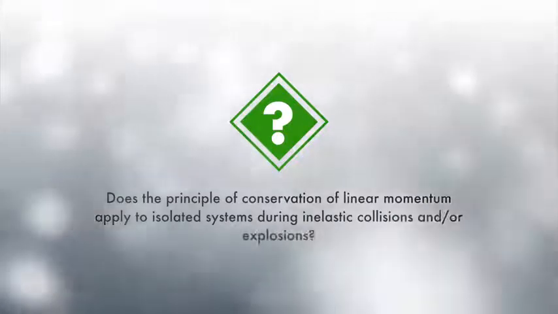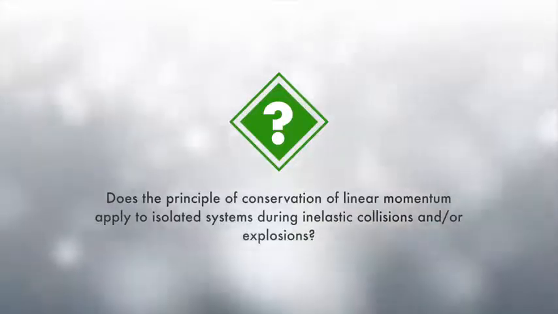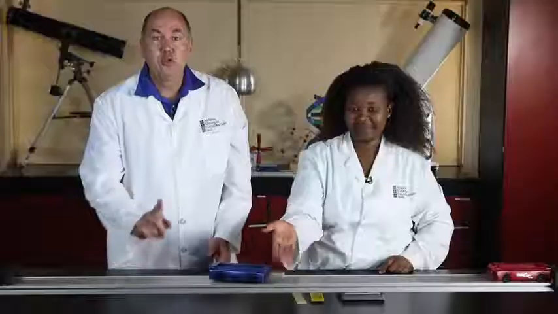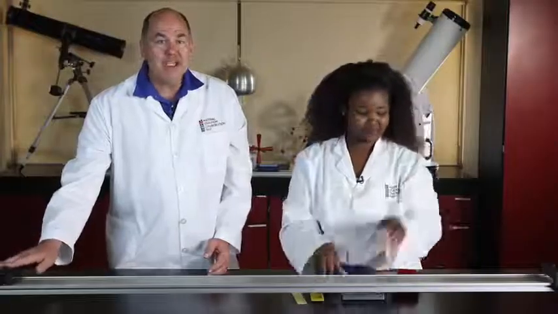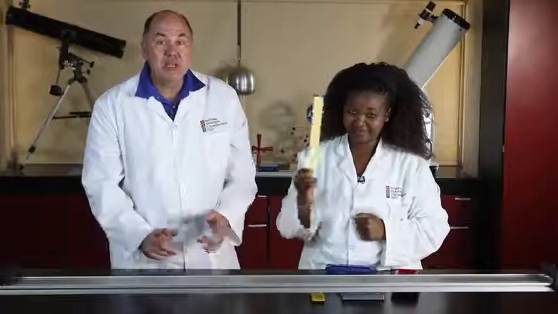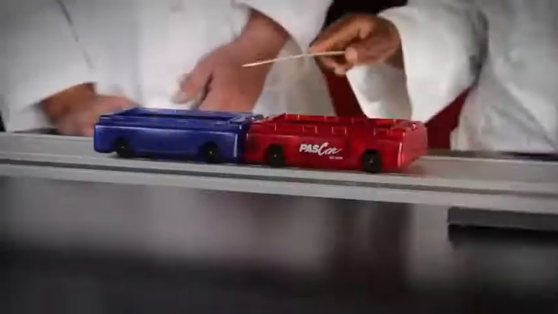The question we are investigating is, does the principle of conservation of linear momentum apply to isolated systems during inelastic collisions and/or explosions? The apparatus for this investigation is an almost frictionless track, 2 trolleys, and some extra mass pieces, 2 stoppers at each end of the track, measuring tape, a ruler, and a spirit level. The trolleys have a spring-loaded mechanism which pushes them apart when you hit the trigger with something flat like a ruler, like this.